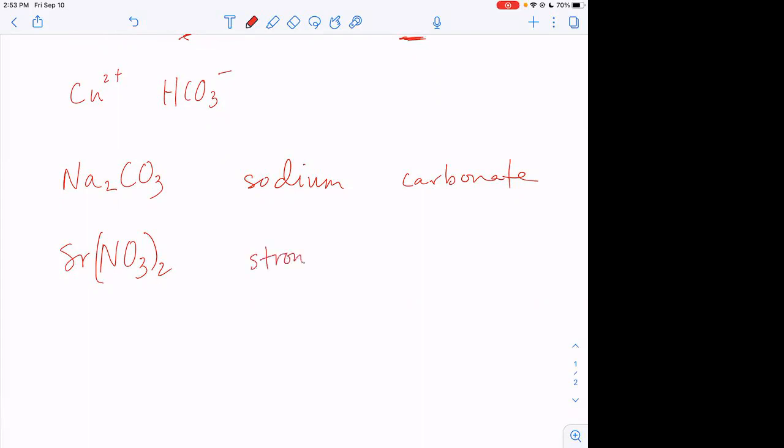Strontium. Did I spell that right? Strontium. Yeah. And then nitrate. Okay, no Roman numerals here because strontium is a main group cation, not a transition metal. Is it starting to make sense? I think this was probably the most challenging because we just did it yesterday.